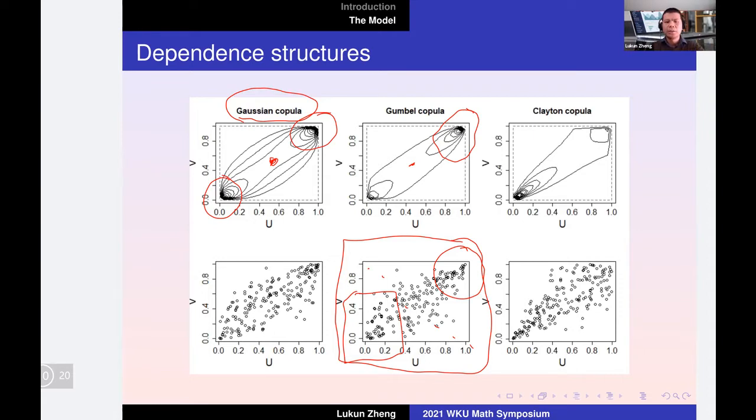Finally, the Clayton copula is used to capture the left tail dependence. You can see this also from these two graphs. At the bottom, when U and V are both very small, they are closely related to each other. When U and V are both large, they are not related to each other much. So these are the three copula components, and that's also the reason why we include these three in our mixed model.